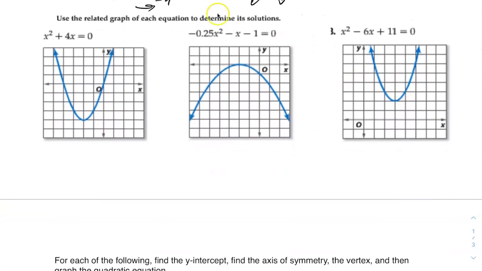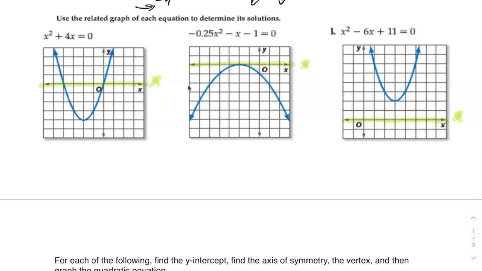Use a related graph of each equation to determine its solution. So based on the graph, I want to find the solution. Here's the key thing about that. You want to look at the x-axis. Sorry, not the axis of symmetry. So here's my x-axis, that line right there. It's kind of hard to see, so I have to point it out. Over here, the x-axis is this guy. And over here, the x-axis is down there.